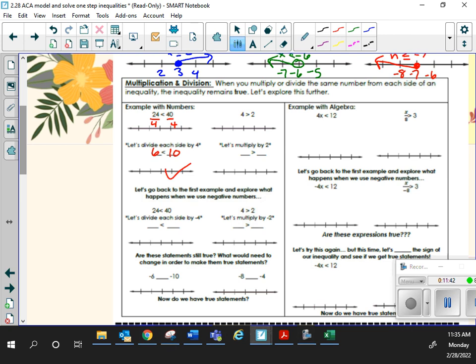Okay, let's multiply. Let's see how that works over here. Again, cutting it in half, multiply by 2, multiply by 2. 4 times 2 is 8. 2 times 2 is 4. Just bring down that inequality sign. Is 8 greater than 4? Yes. Again, nothing is changing.